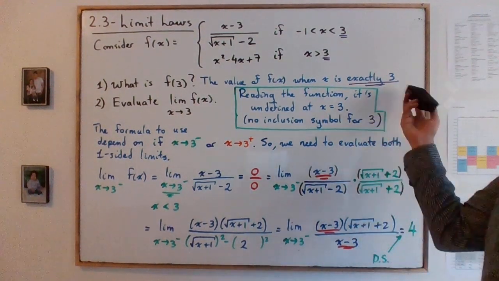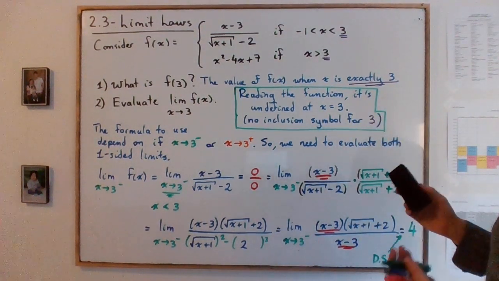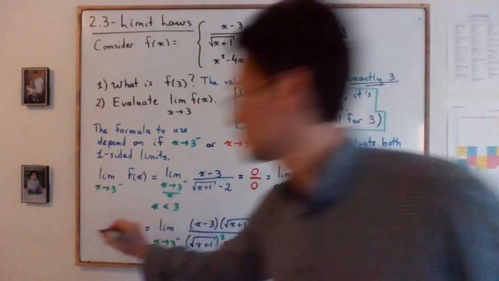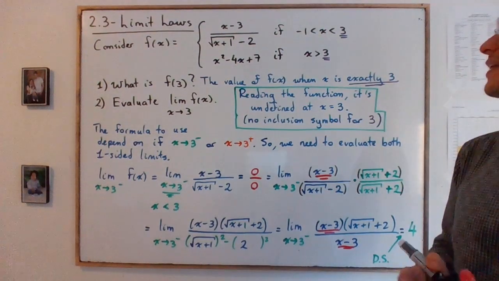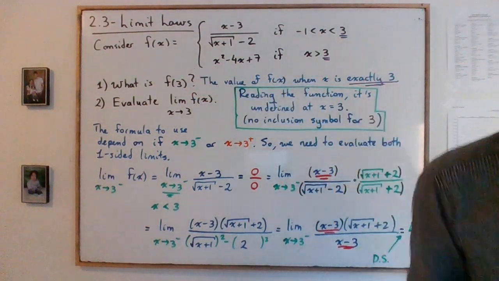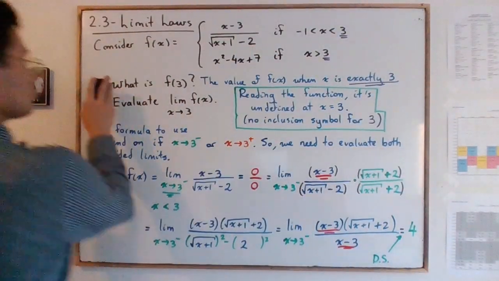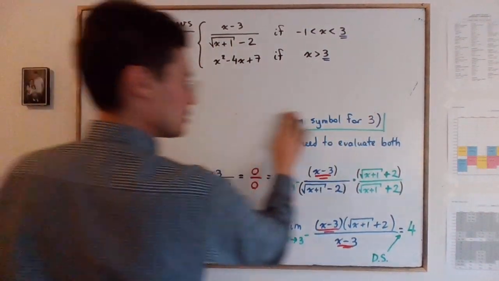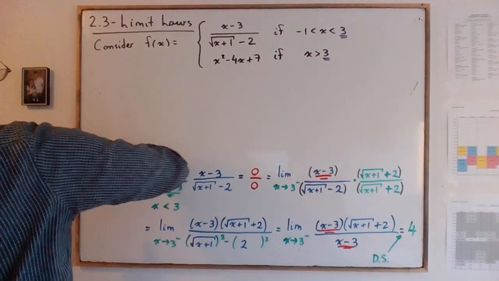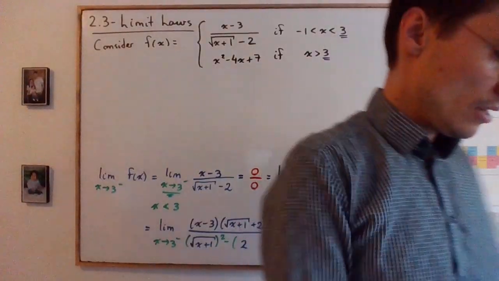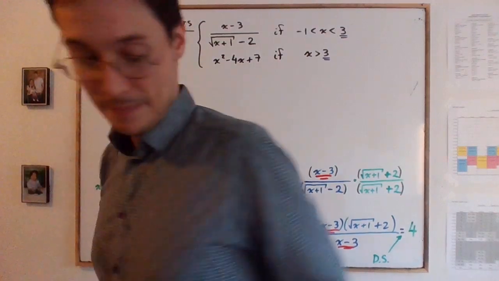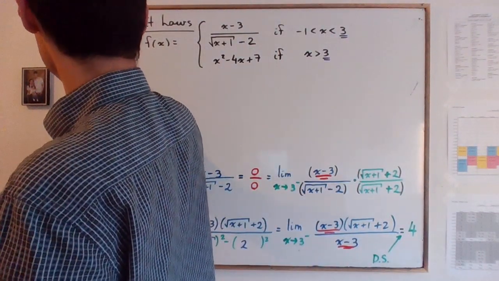All right, I will erase this now. Oh, I kind of need the function. So I'll just take this piece right here. Or, better idea, I will erase this part. So now the deal is to take the limit from above. So the limit as x is approaching 3 from above.